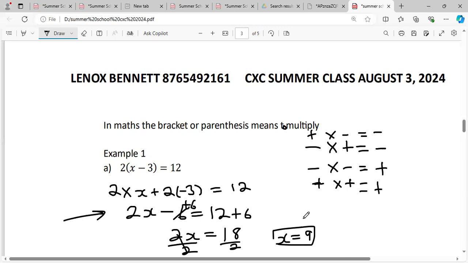So in order to solve it, guys, you have to remove the bracket first. And I'll just say, please write this. The bracket means to multiply. So we multiply each term by the number that is directly next to the bracket. So 2 times x, 2x. 2 times negative 3, negative 6. From there, we just do the regular steps that we're doing. Minus 6 plus 6, or we take the opposite. And same thing with times, we divide.